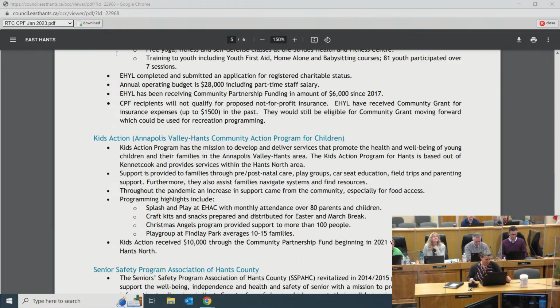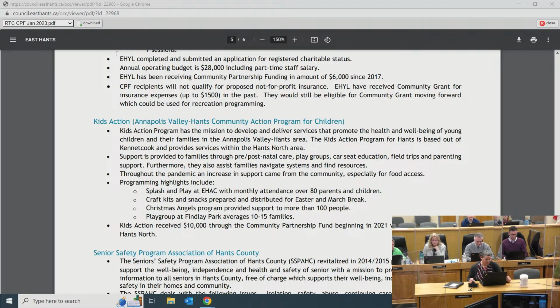Kids Action, they are based out of Annapolis Valley Kings and Hants, of course, and we typically say the Hants north side of their operations. They have been doing some really great things coming through this side of the pandemic in great ways. They're very appreciative of the funding they receive.